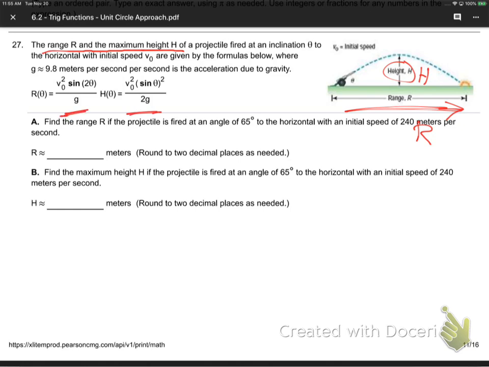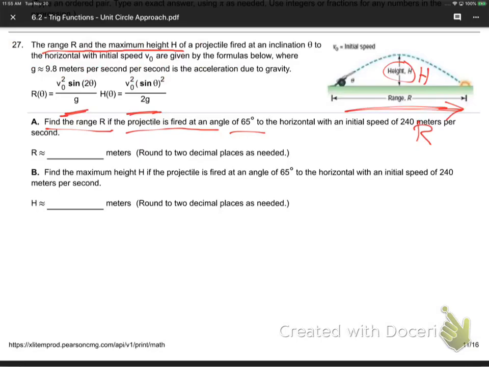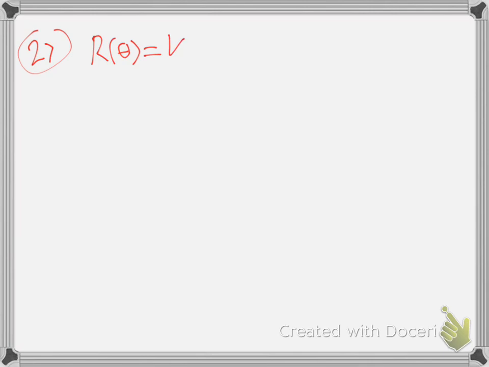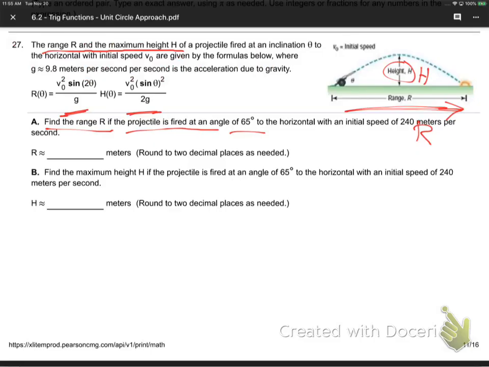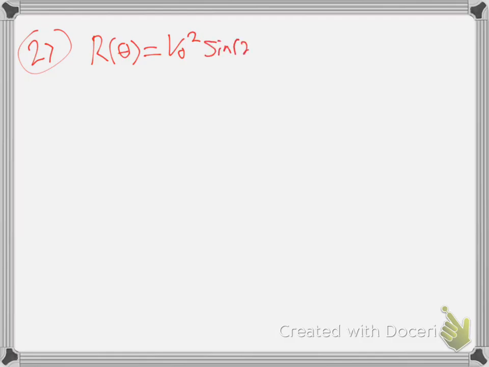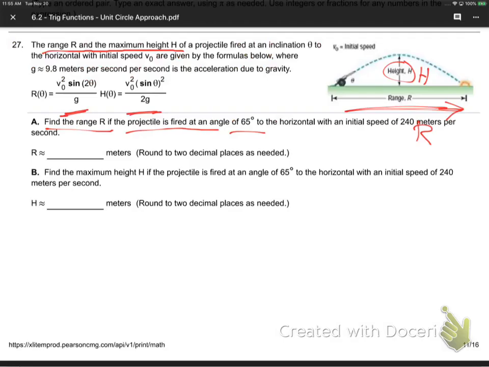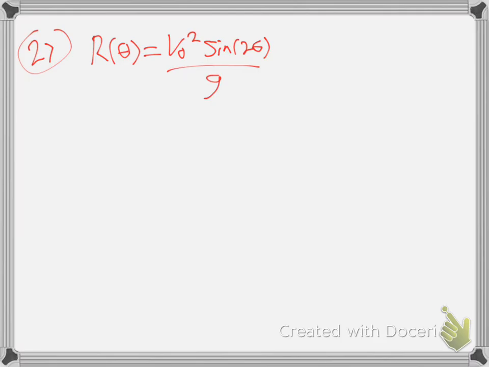Find the range if the projectile is at 65. So here, you don't need all those words. So basically they're just saying, here's an R function, V naught squared sine 2 theta over G. So they give me that function, saying find R, 65. So part A says, find R when theta is 65. So it's just a function. Just plug in 65.